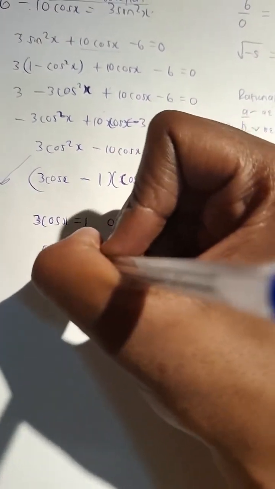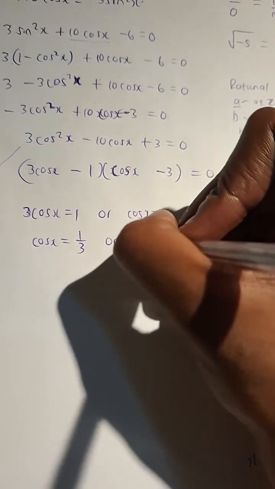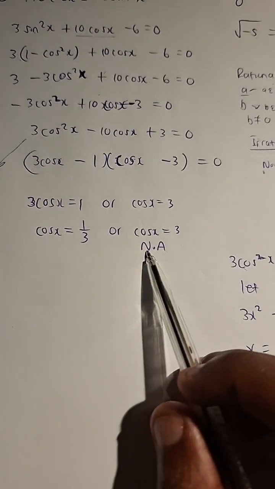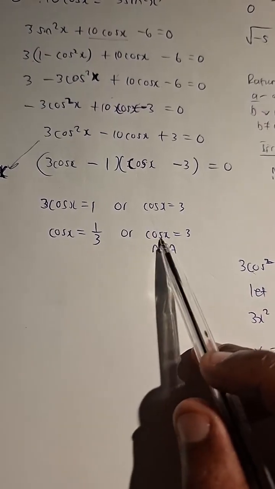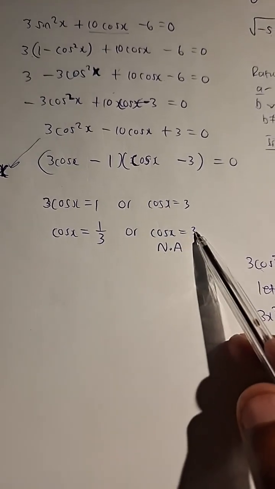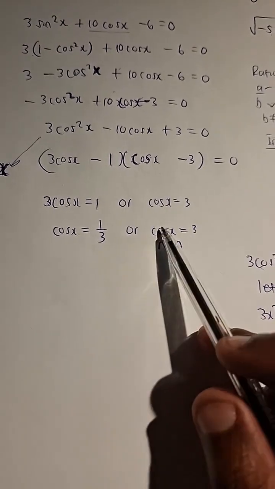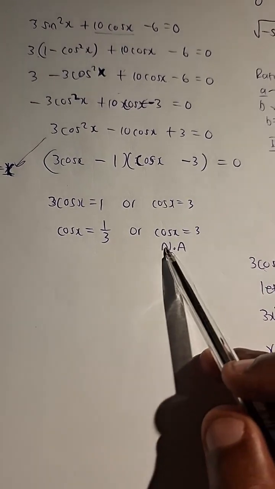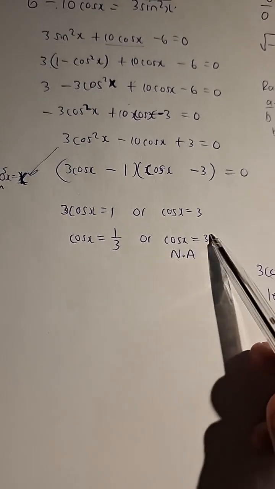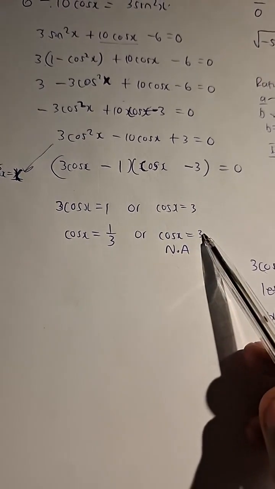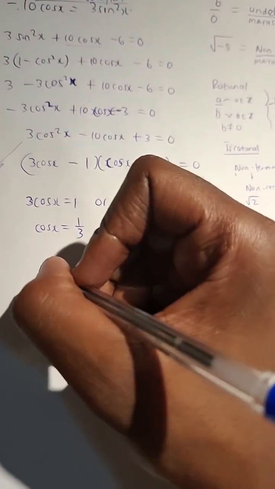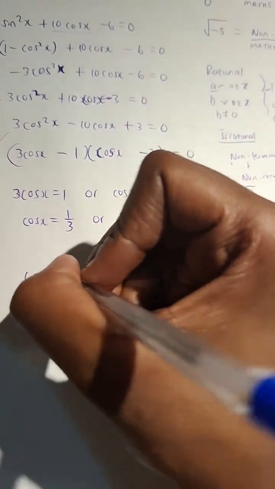Cos x is equal to 1 over 3, or cos x is equal to 3. The reason why I say there's no solution here is because I know the cos graph does not pass through 3. It's impossible to get a y value for your cos graph that is 3. So that's why I dismiss this one immediately. You can even take the arc cos of 3, and you'll see it won't give you anything. So this is the only viable solution where I can get a general solution. So I'm going to do this.